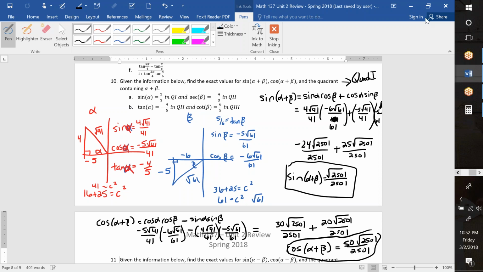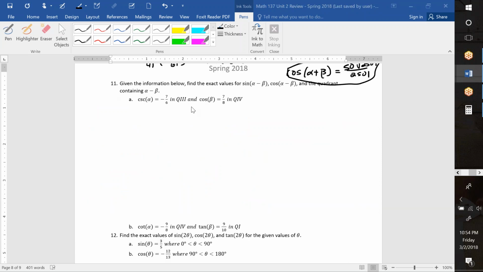All right, so that's that one. All right, for 11, we're doing something similar, but we're using the subtraction formula. So sine of alpha minus beta, cosine of alpha minus beta, and then the quadrant that would end up being in. So let's again draw what we know about alpha and beta and label all things about the triangle that we'll need. And then we'll figure out our formulas from there.